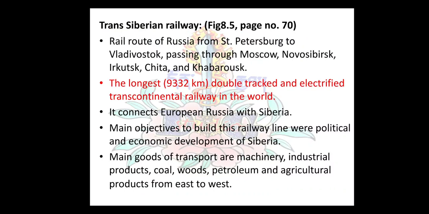So the main objective to build this railway line was political, and nowadays this railway line is mostly used for economic purposes and economic development. The main goods transported through this railway line are machinery, industrial products, coal, wood, petroleum, agricultural products, and meat from east to west. That means from Siberian Russia in the east to European Russia in the west.